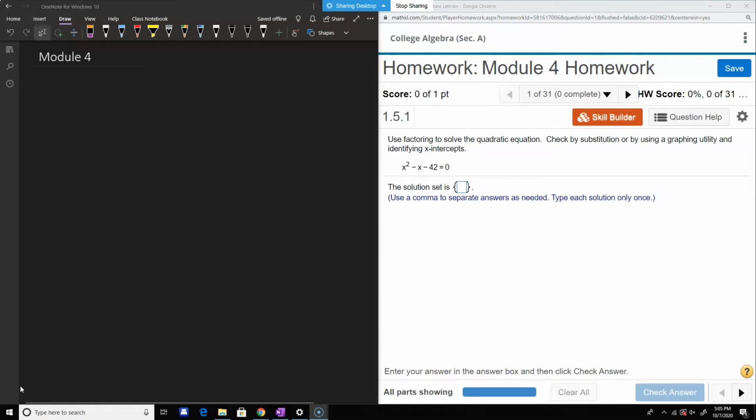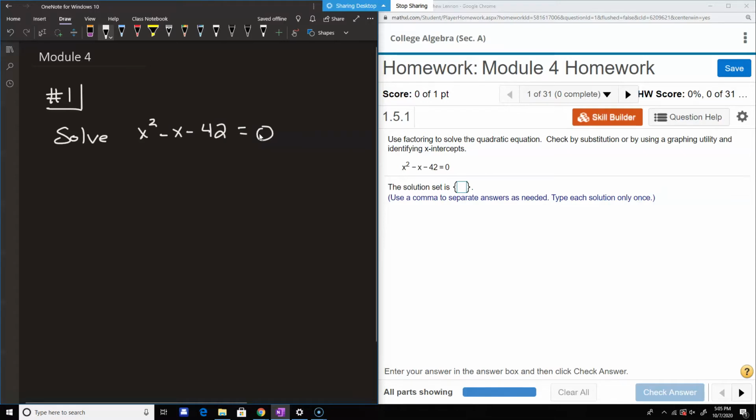Okay, so we're starting out with quadratic equations. So this comes down to factoring. It relates to the zero product property. So for this first one, we want to solve x squared minus x minus 42 equals 0.